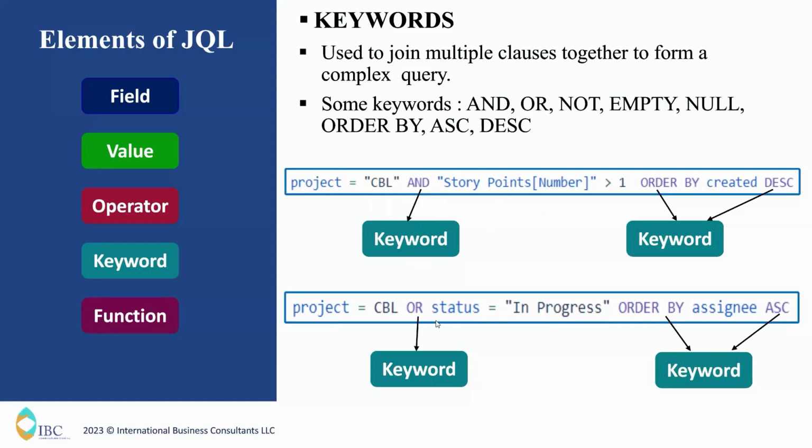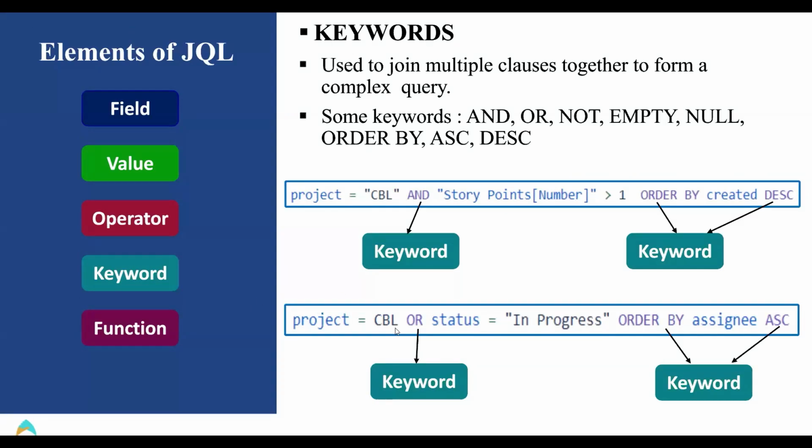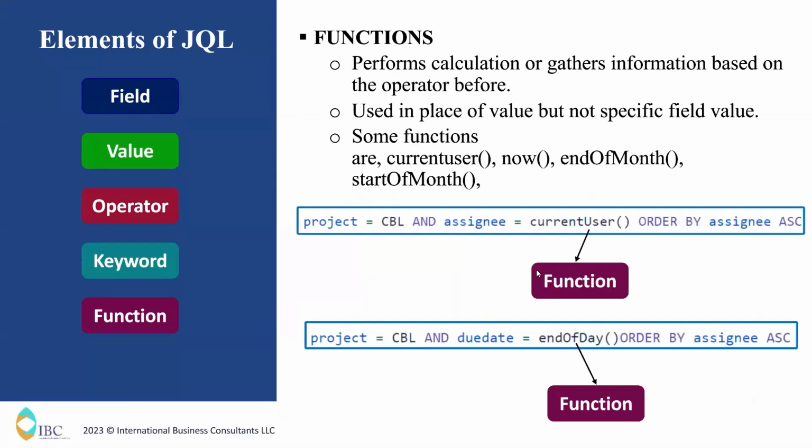If you see this example, project equal to CBL or status equal to in progress. What does it denote? The project can be CBL, so all the issues from project CBL are fetched. Also, the issues with status in progress from all other projects are also fetched. This is how the AND operator and the OR operator work.